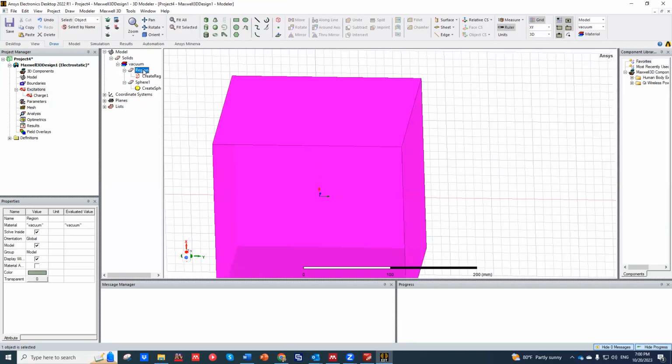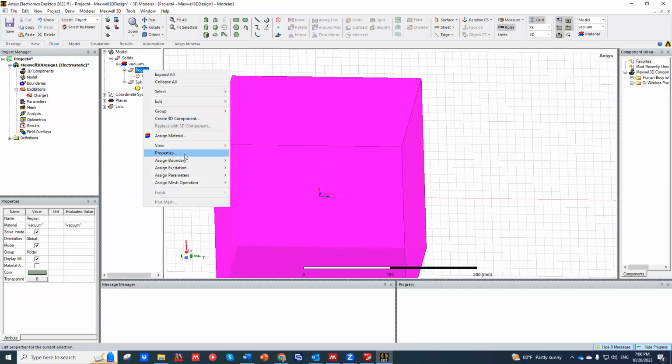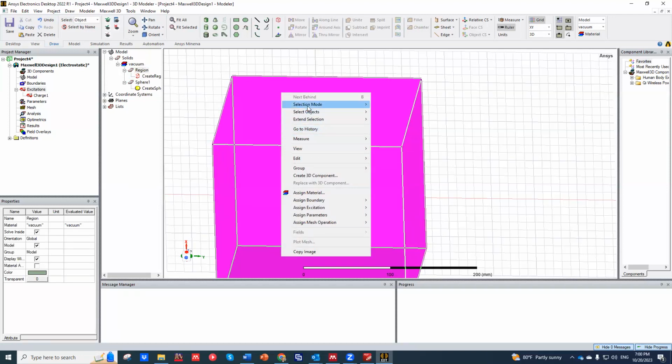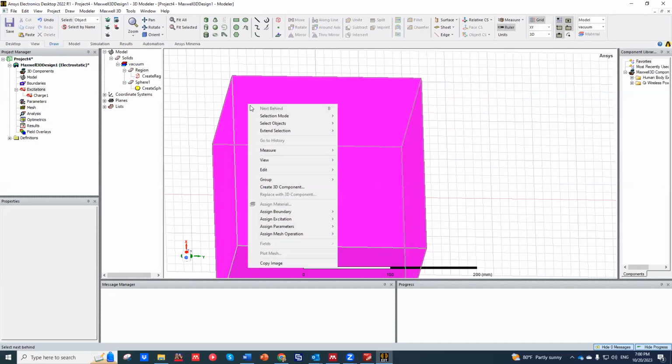Then I select the region, and this part is tricky. Let me extend selection, and I extend all object faces. Click here, and then it allows me to apply another excitation, which in this case is basically the boundary condition. So I want to ensure that the electric field or voltage at this boundary is equal to zero.